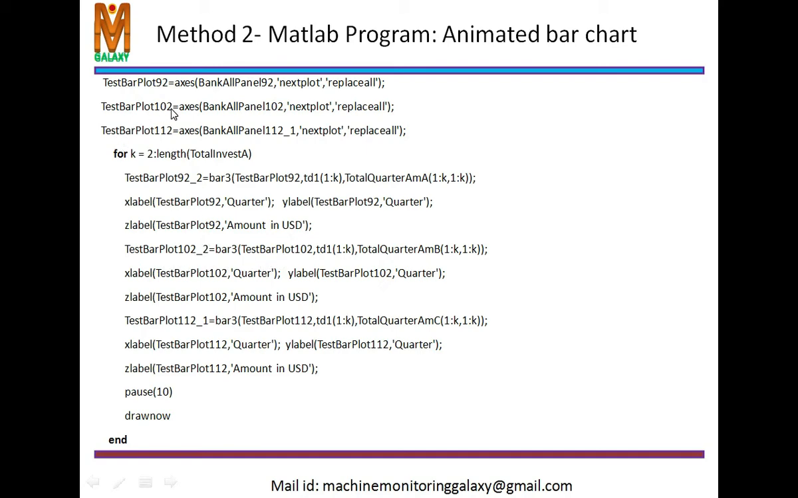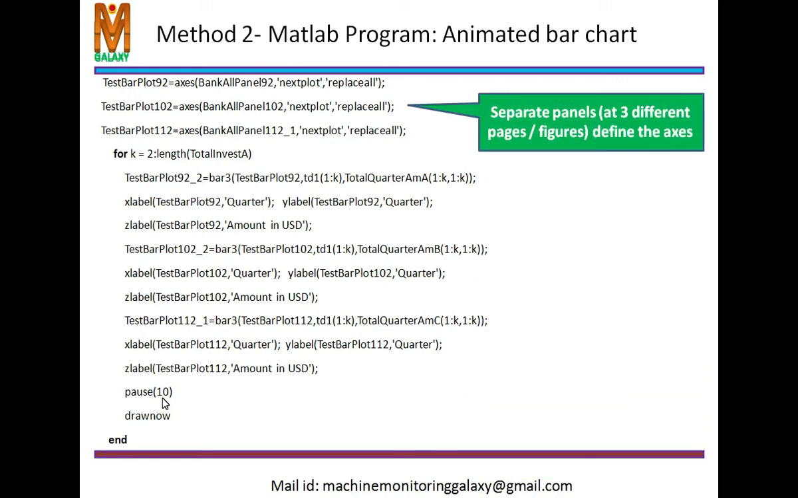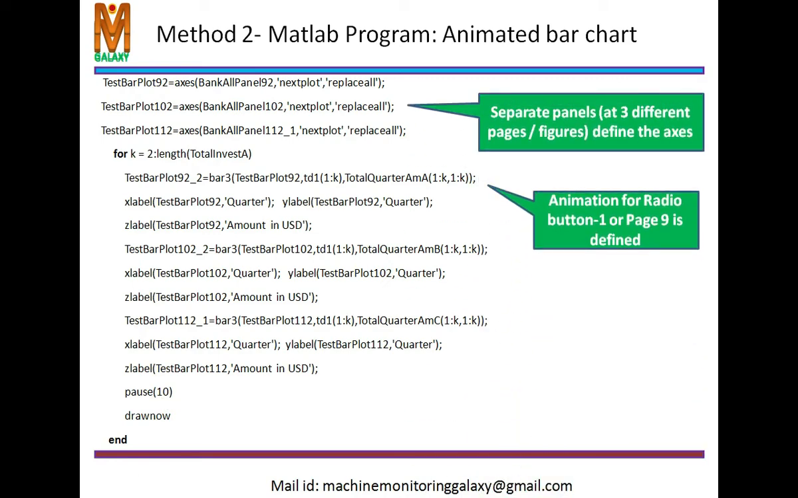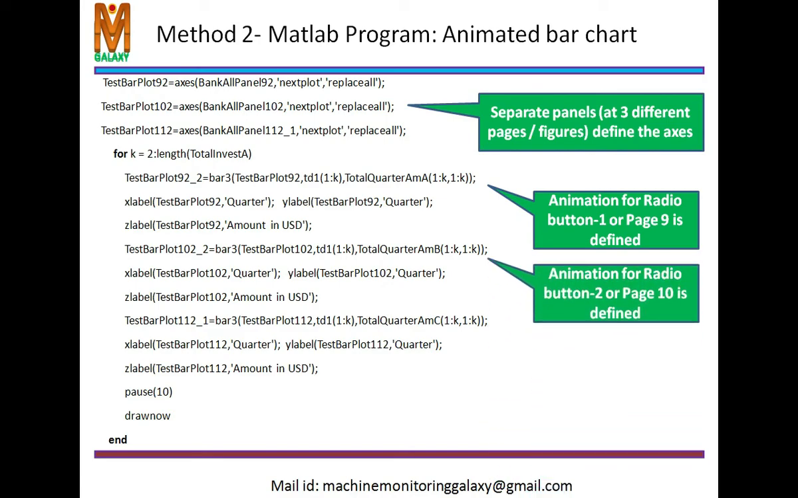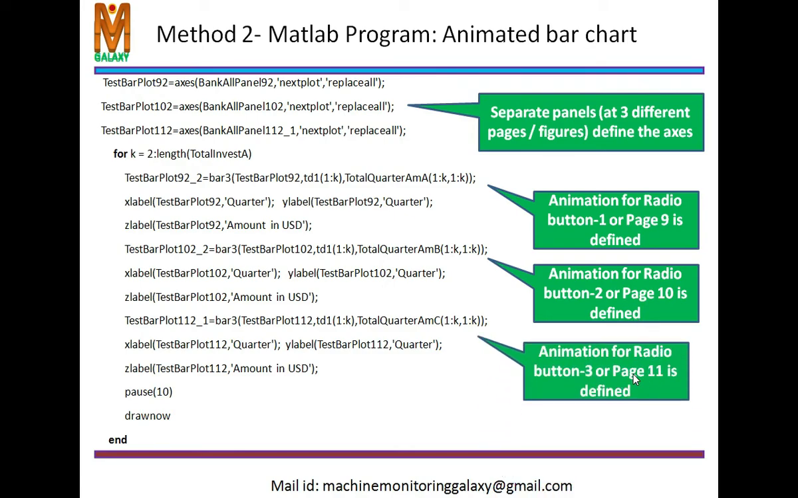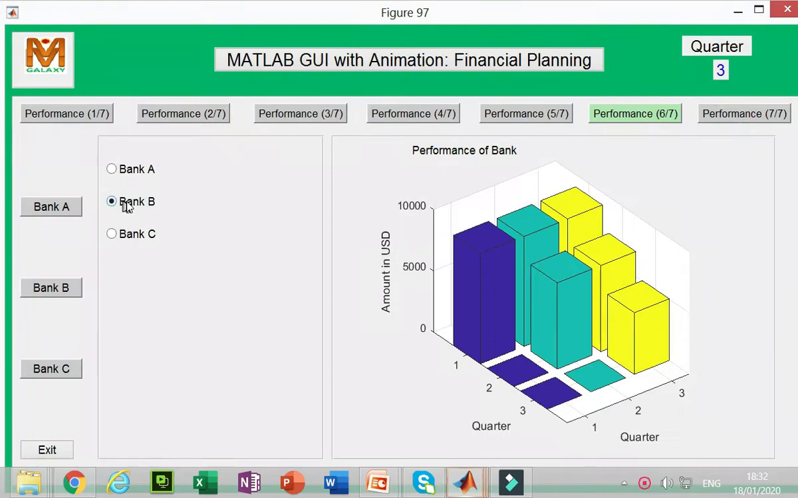Similarly, XLim, YLim and ZLim for each of these pages are not required to be defined again, they will be automatically taken. And you will see that there will be no interference. So these are the 3 different charts in 3 different common panels defined for the 3 different banks. Now we have to give a pause command and a drawnow so as to animate this. As we have discussed, button 1 is for page 9, button 2 is for page 10, button 3 is for page 11, and we have to define the animation.